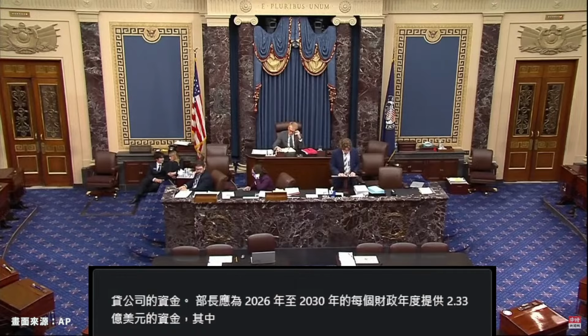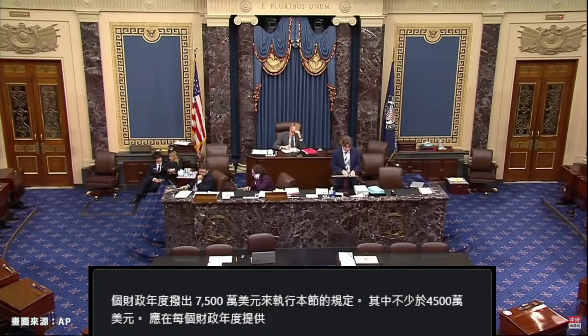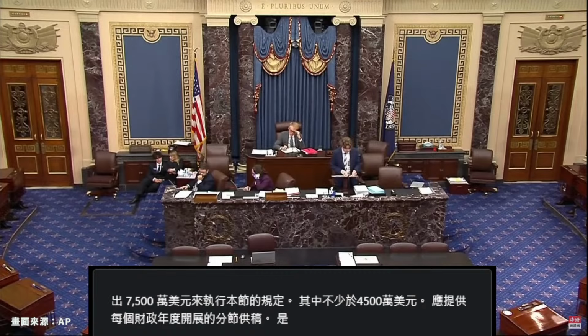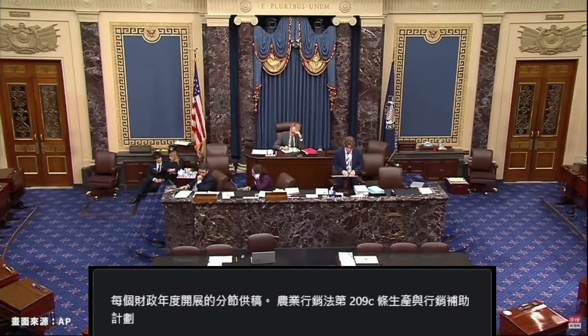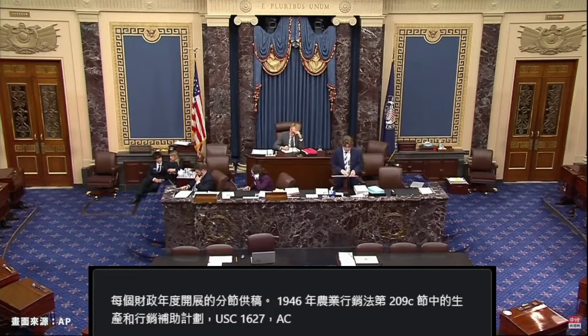Of the funds of the Commodity Credit Corporation, the Secretary shall make available to carry out the section $75 million for fiscal year 2031 and each fiscal year thereafter, of which not less than $45 million shall be made available for each of those fiscal years to carry out subsection (b). (b) Sheep Production and Marketing Grant Program. Section 209(c) of the Agricultural Marketing Act of 1946, 7 U.S.C. 1627a(c), is amended (1) by striking "2019" and inserting "2019 and"; and (2) by inserting "and $3 million for fiscal year 2026" after "fiscal year 2024".